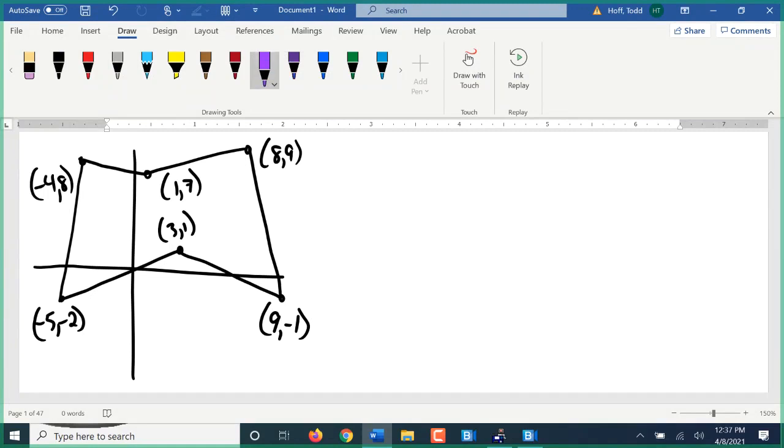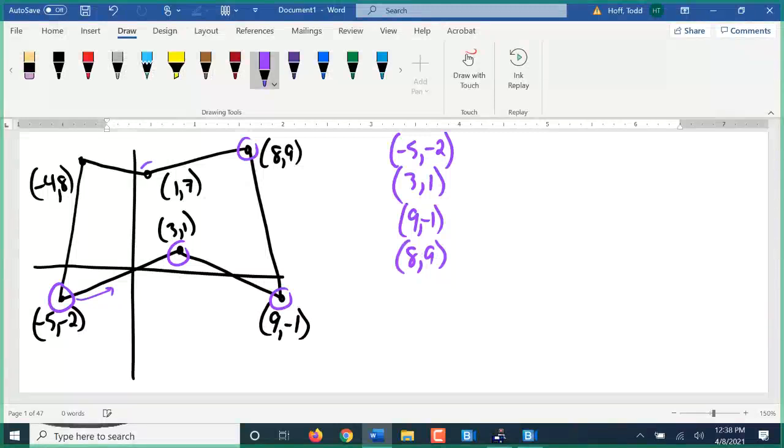So remember, the first step is to pick a starting point. I will pick the -5, -2 as my starting point. So I'm just going to list that here. -5, -2. And then I'm going to move around the figure counterclockwise. So I'm going to go this direction. So next is the 3, 1. Next after that is the 9, -1. The 8, 9. 1, 7. -4, 8.